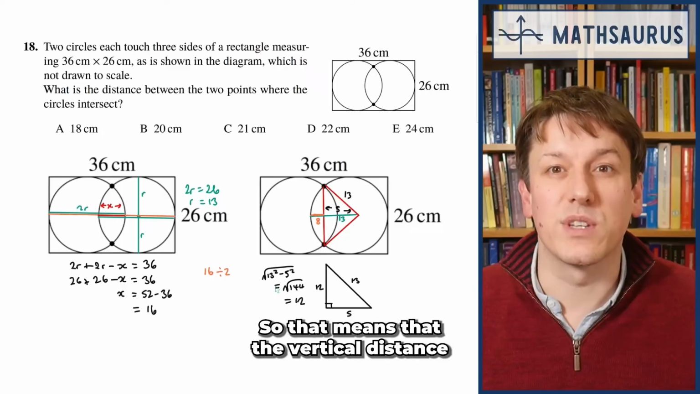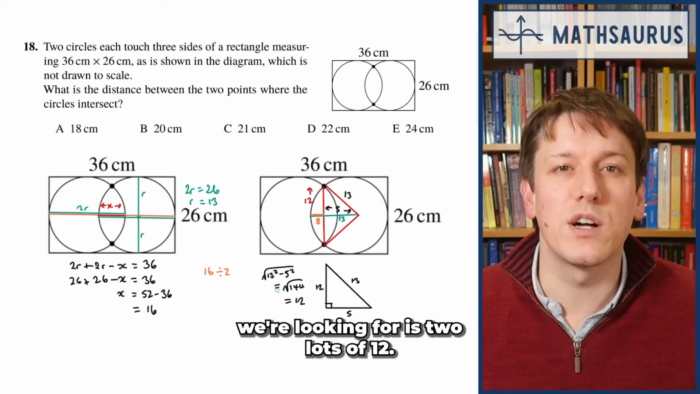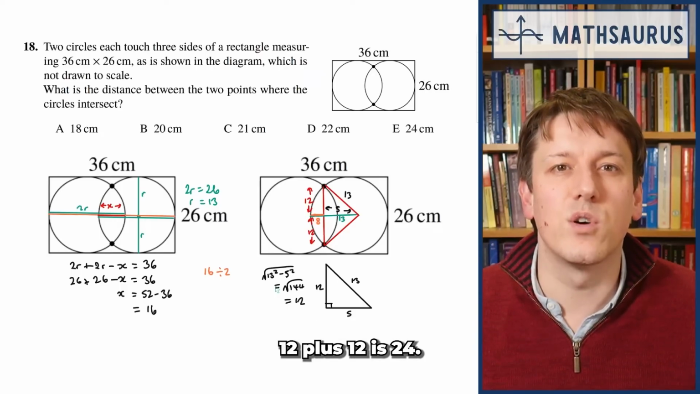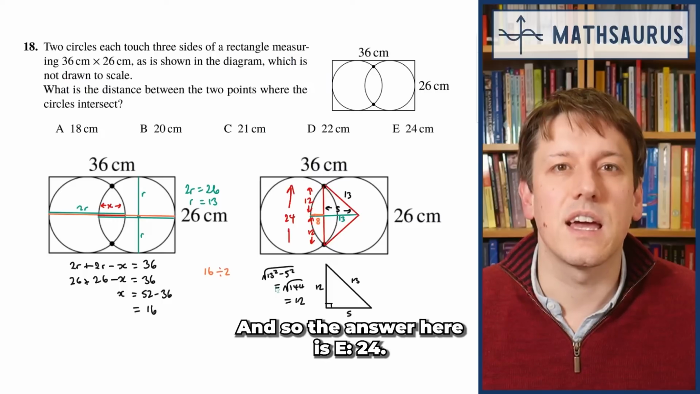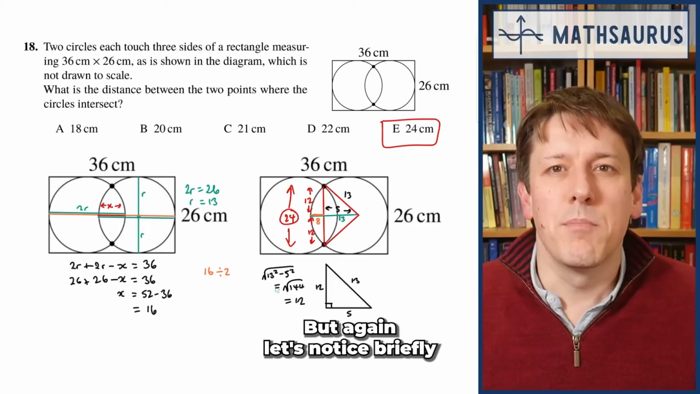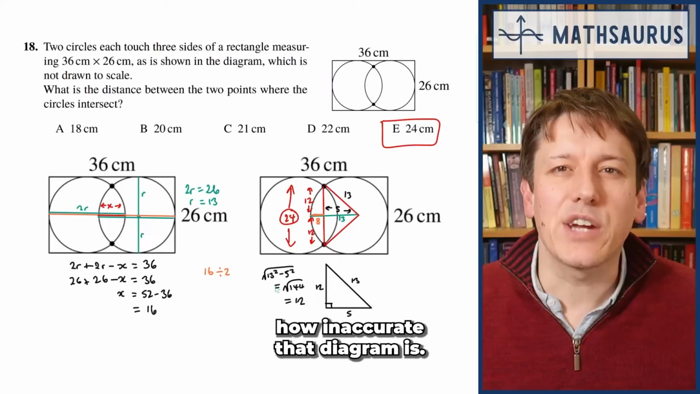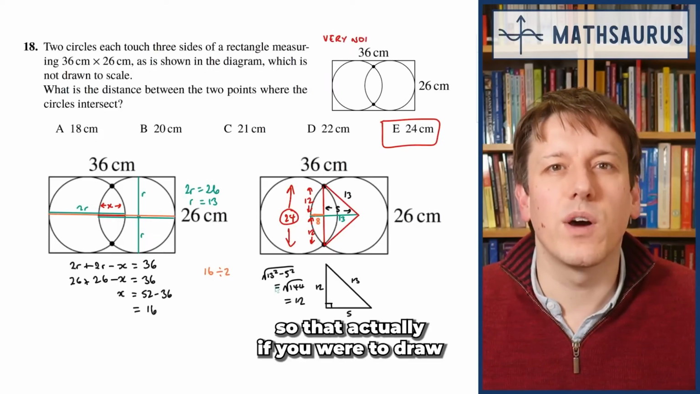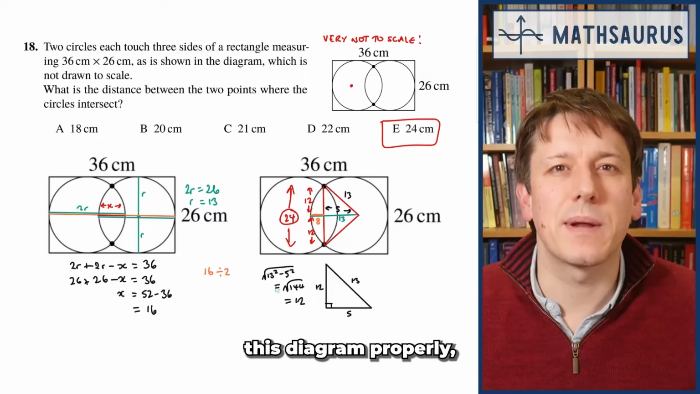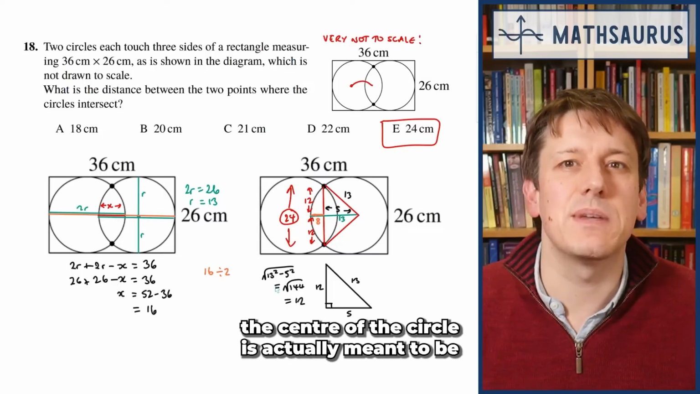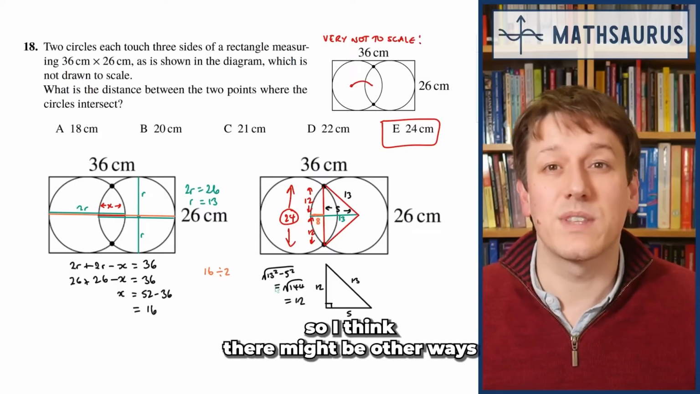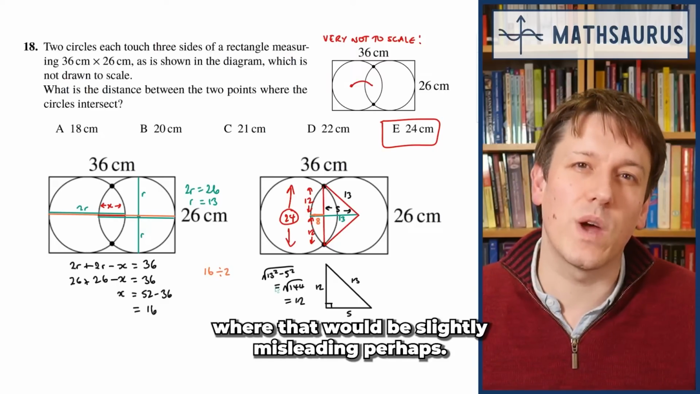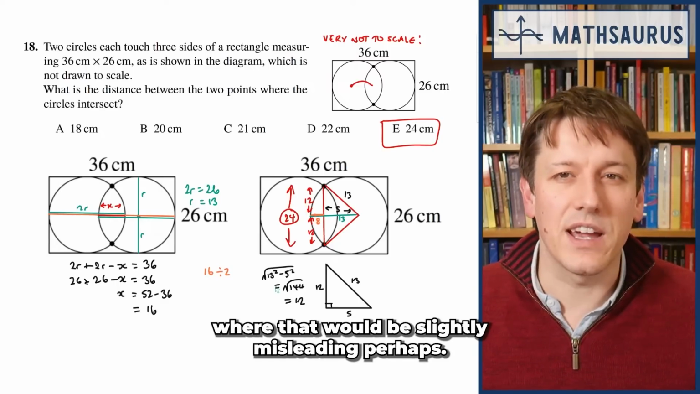So that means that the vertical distance we're looking for is two lots of 12. 12 plus 12 is 24, and so the answer here is E, 24. But again, let's notice briefly how inaccurate that diagram is. It's really, really far out of scale, so much so that actually if you were to draw this diagram properly, the center of this circle is actually meant to be inside the overlap. So I think there might be other ways you could approach this question where that would be slightly misleading perhaps.